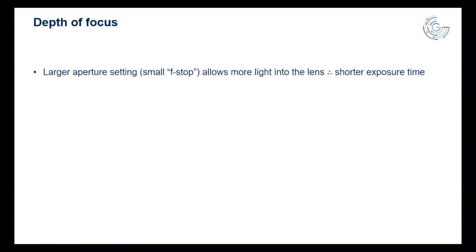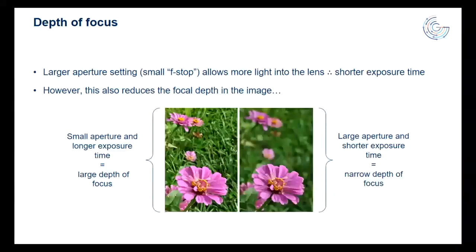So a larger f-stop or aperture is going to allow more light into the lens, give you a shorter exposure time, but it's going to give you a narrow depth of focus. On the left, I've got a small aperture and long exposure time, and a large depth of focus. You can see all of the flowers in this image are in focus and sharp. And on the right-hand side, we've got a large aperture and a shorter exposure time and a correspondingly narrow depth of focus.